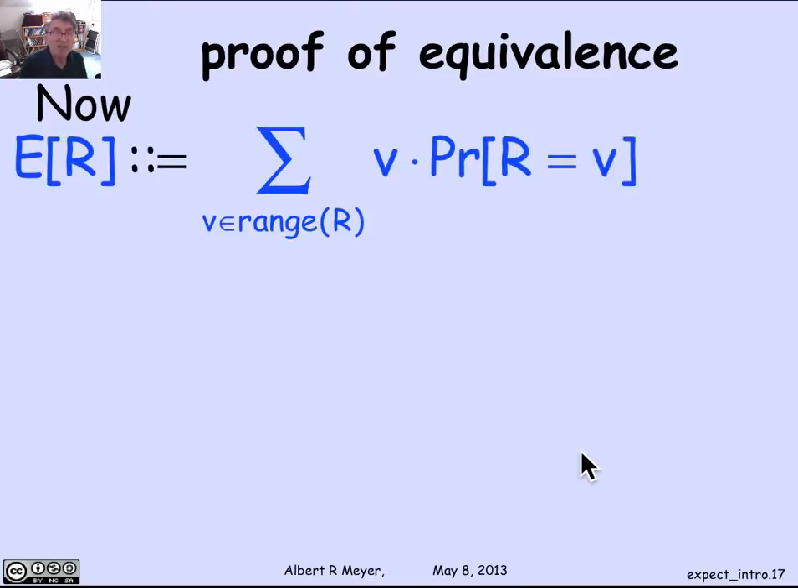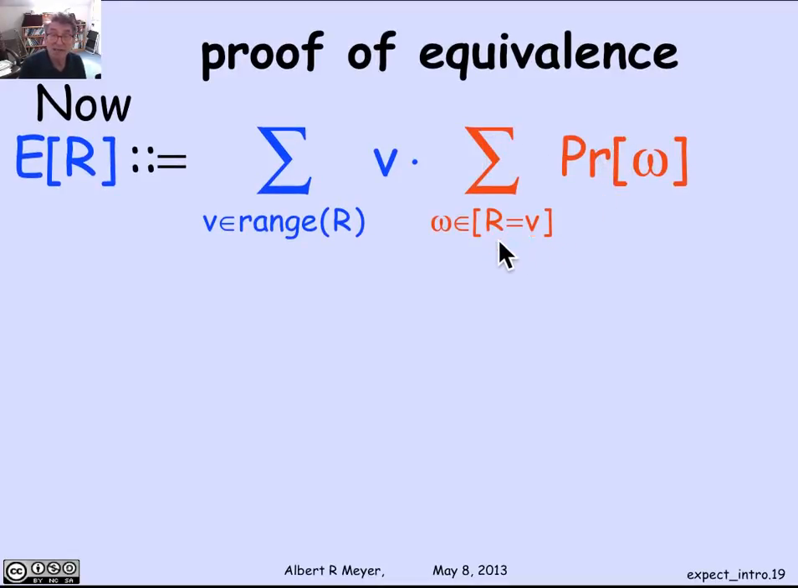Now let's go back to the original definition of the expectation of R. The original definition, the standard one, is the sum over all the values of the value times the probability that the random variable is equal to the value. On the previous slide, we had a formula for the probability that R is equal to V. It's simply the sum over all the outcomes where R is equal to V of the probability of that outcome. So I can replace that term by the sum over all the outcomes of the probability of the outcome.